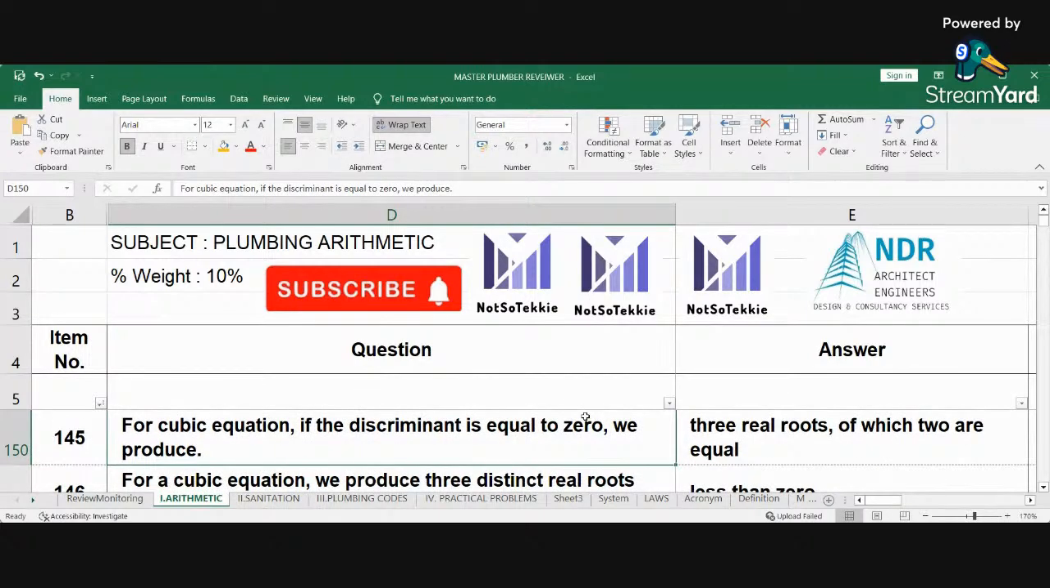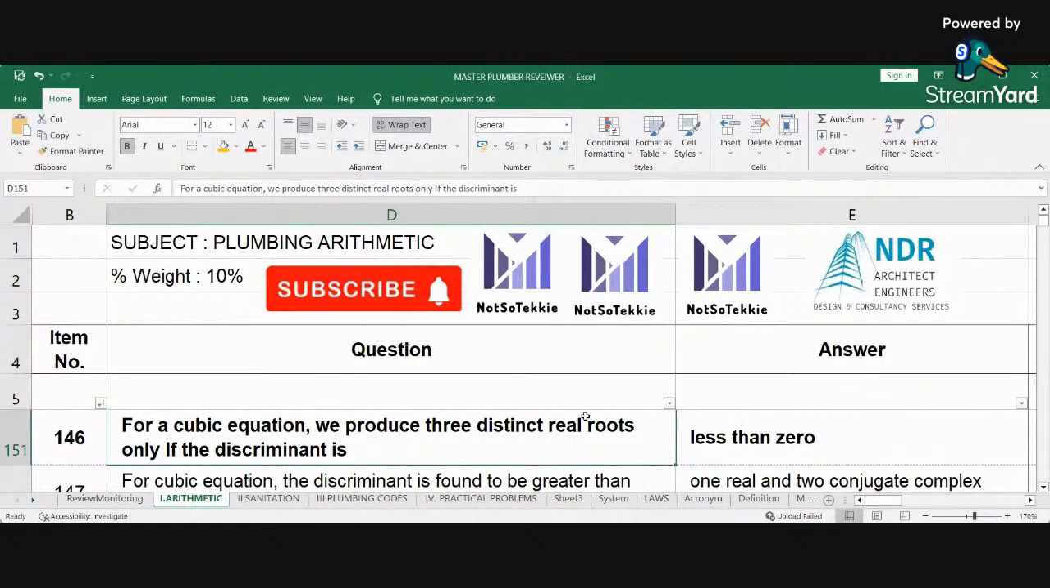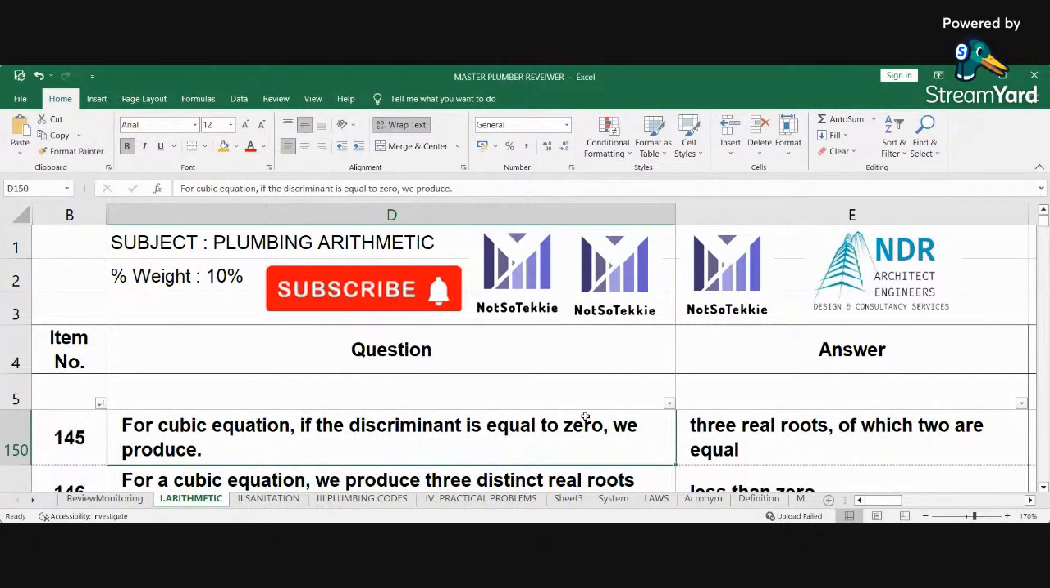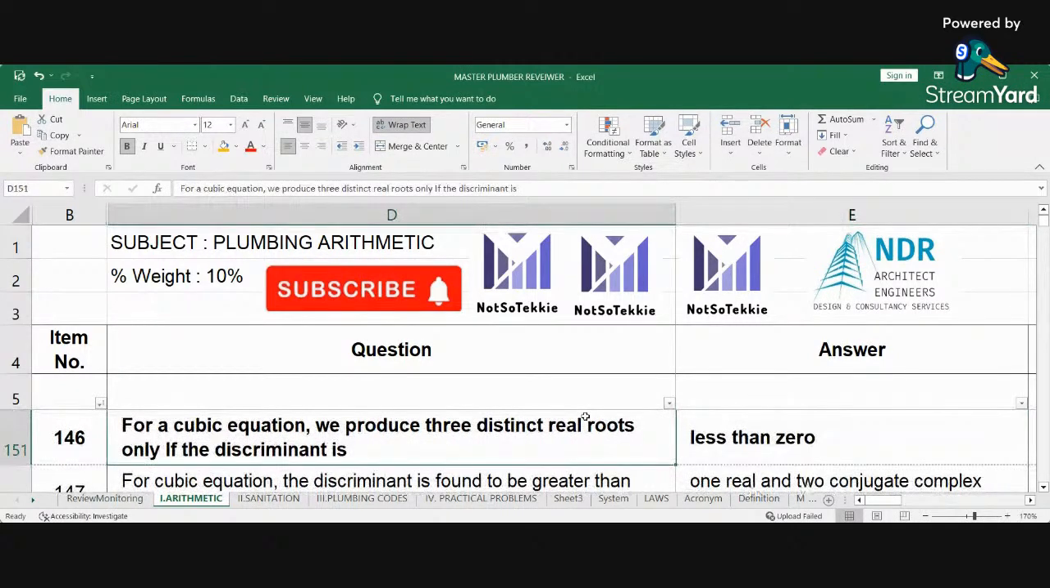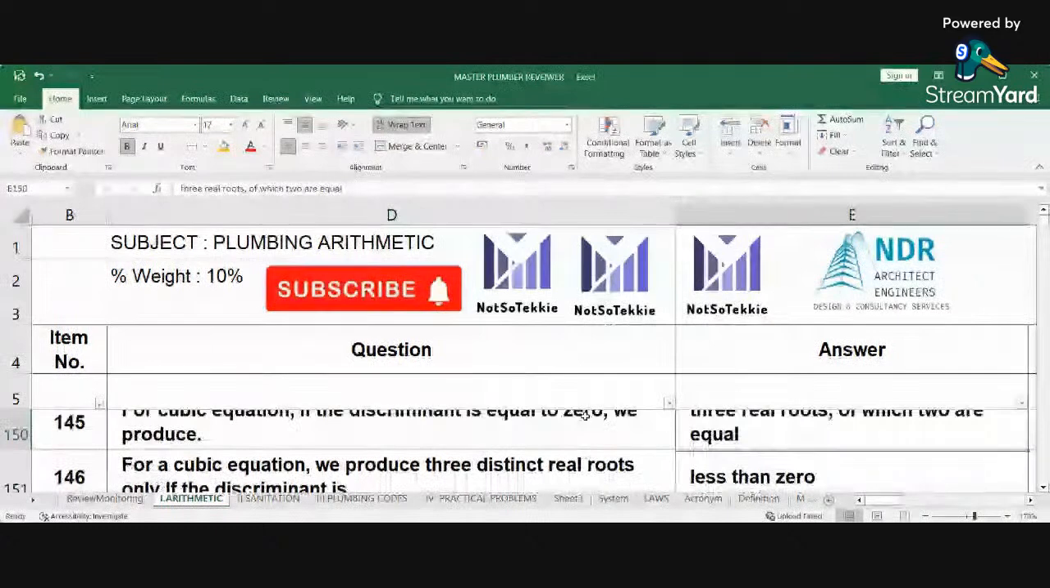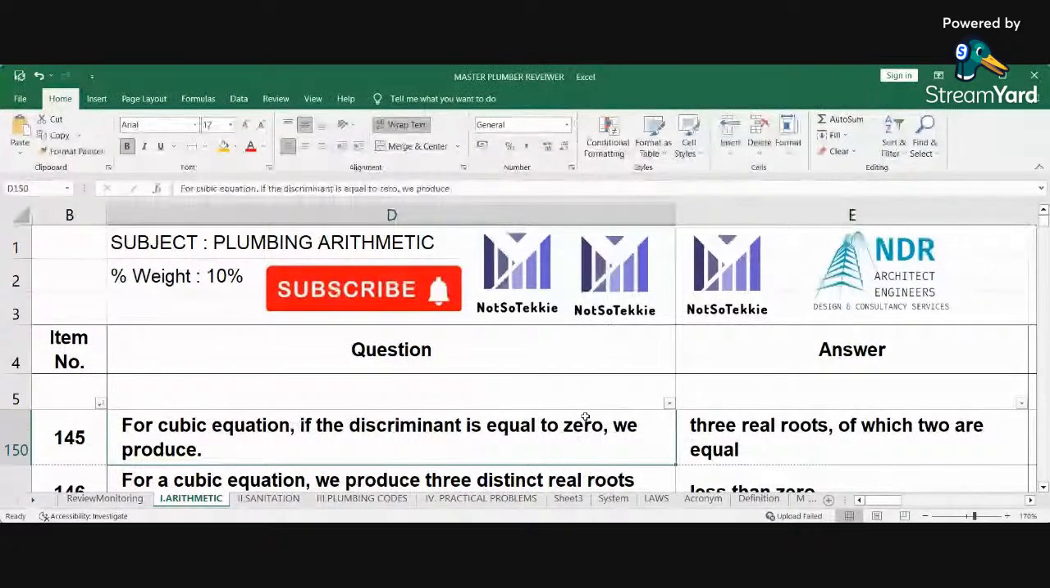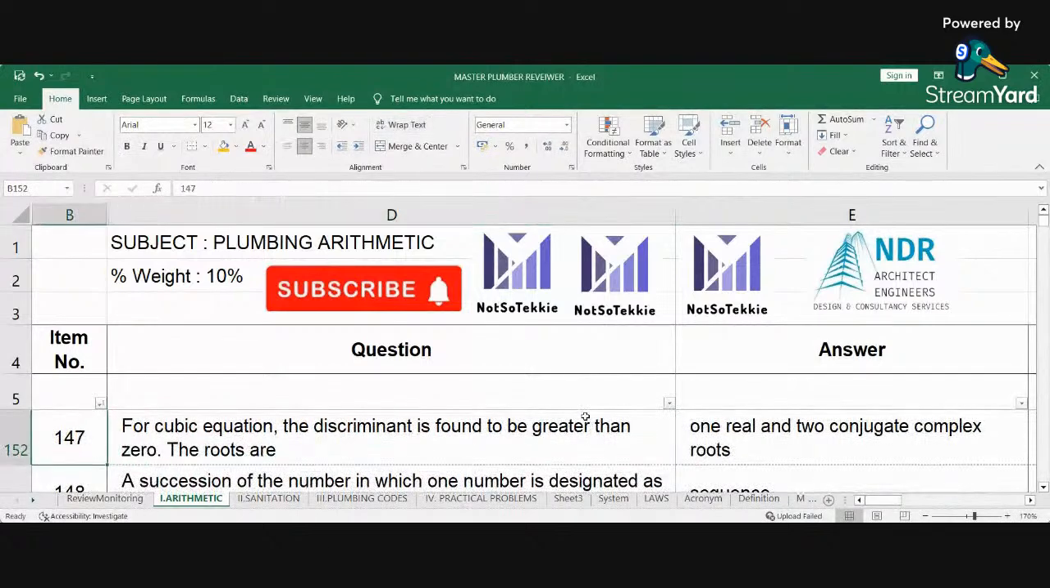For cubic equation, if the discriminant is equal to 0, we produce 3 real roots, of which 2 are equal. For cubic equation, we produce 3 distinct real roots only if the discriminant is less than 0. Kanina, 3 real roots. Ngayon, 3 distinct real roots, kapag less than 0 yung discriminant. Pag equal to 0, 3 real roots. May pinagkaiba siya. Yun lang naman yung napansin natin.